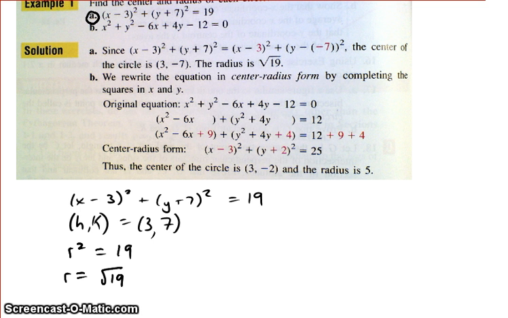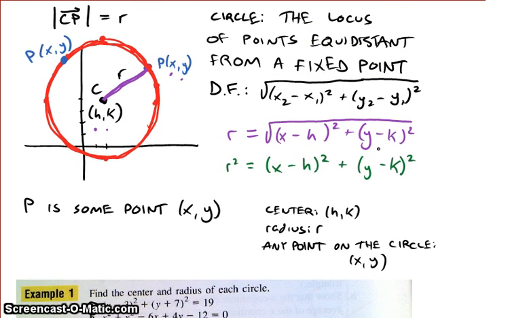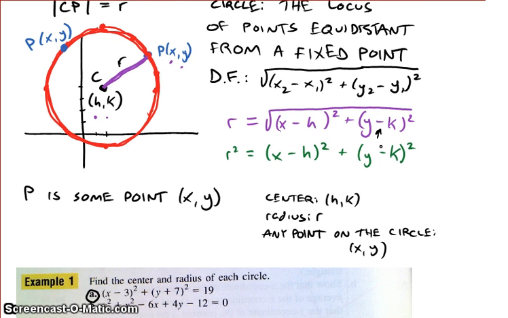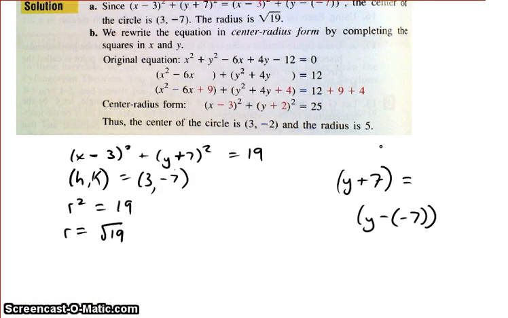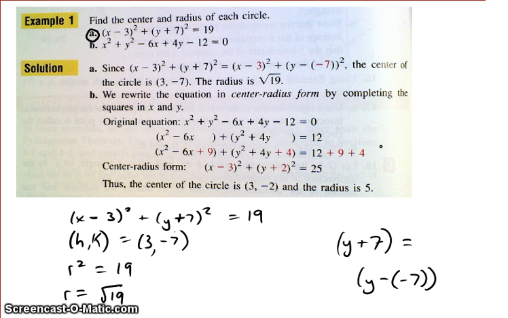And hopefully by now you've caught my mistake. The mistake is the center here. This isn't 7. It's actually negative 7. The reason being, this is x minus 3, but this is actually y plus 7. You can think of y plus 7 as the same thing as y minus negative 7. And this formula for a circle is set up with negatives right in there. It's y minus k. So if you have an addition sign, you just always find the opposite. The center can be found using the opposite numbers.